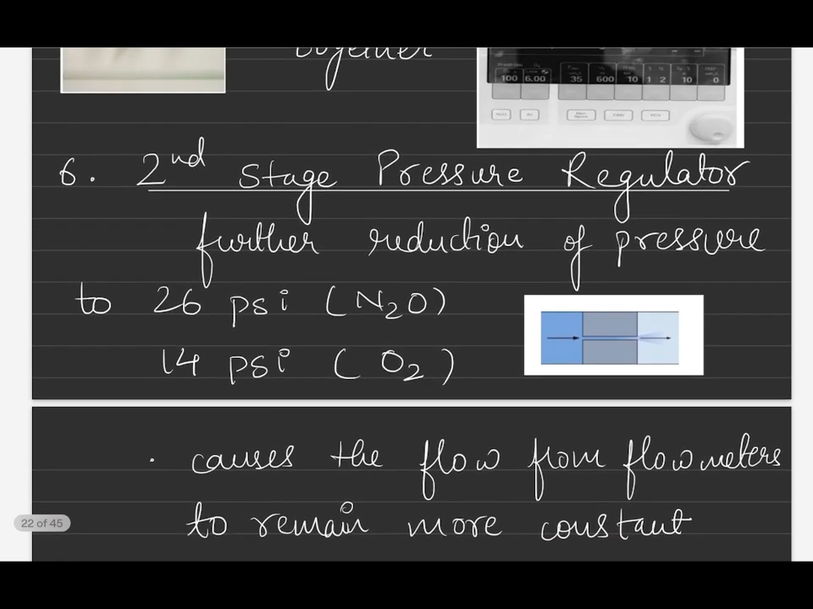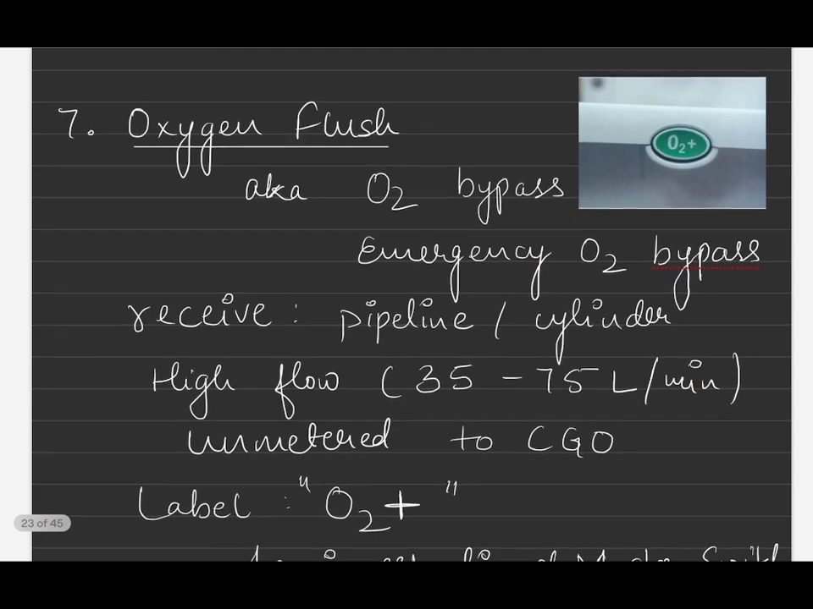So after discussing all this, we come to oxygen flush. Oxygen flush is a very important part of the anesthesia machine and a very important safety feature. This is a diagram of oxygen flush. It is also known as oxygen bypass, and also as emergency oxygen bypass. It is used in emergency situations to provide oxygen to the patient. It can receive oxygen either from pipeline or cylinder depending upon the anesthesia manufacturer or the hospital protocols.